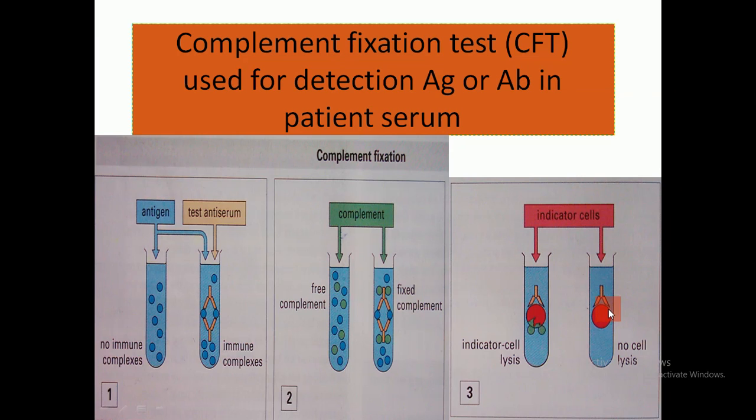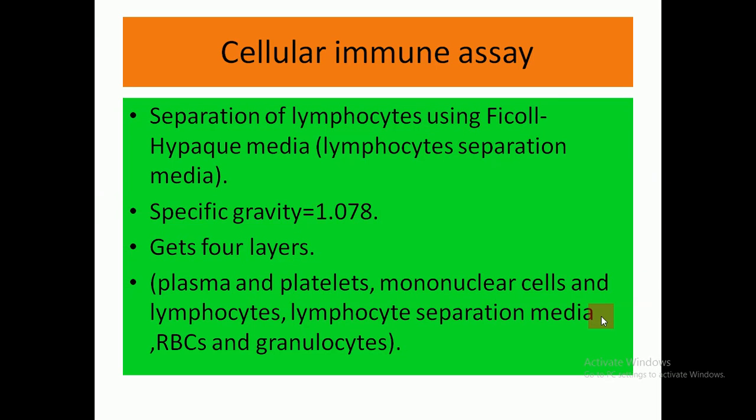And the indicator cell, or receptor, consists of RBCs coated with the antibodies. So when there is rupture of the RBCs, it indicates that the patient is negative and has no infection. And when there is no rupture of the RBCs, it indicates that the patient is infected and has developed antibodies against the antigens. Now we reach the end of the humoral immune response.